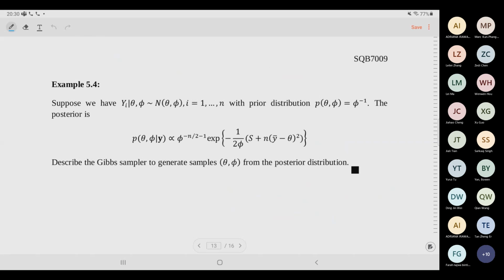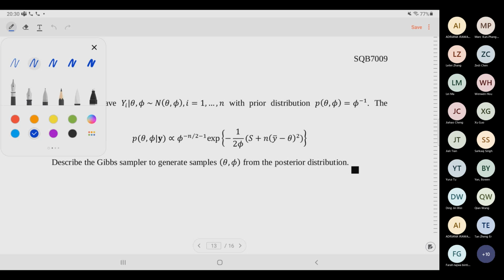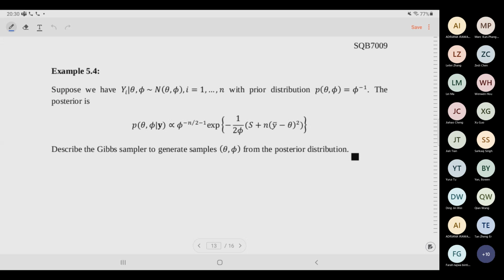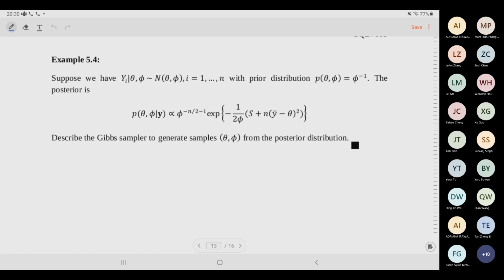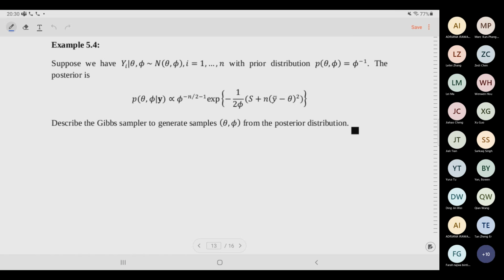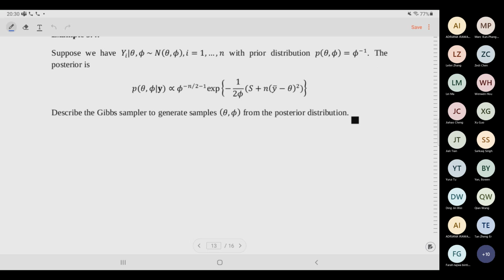Okay, so now suppose we have an example. We have y is normal with mean theta and variance phi, and the prior is 1 over phi, and this is the posterior that we get from before. Actually, this is from the previous example from last chapter. How do we actually use the Gibbs sampler to generate from this posterior distribution?